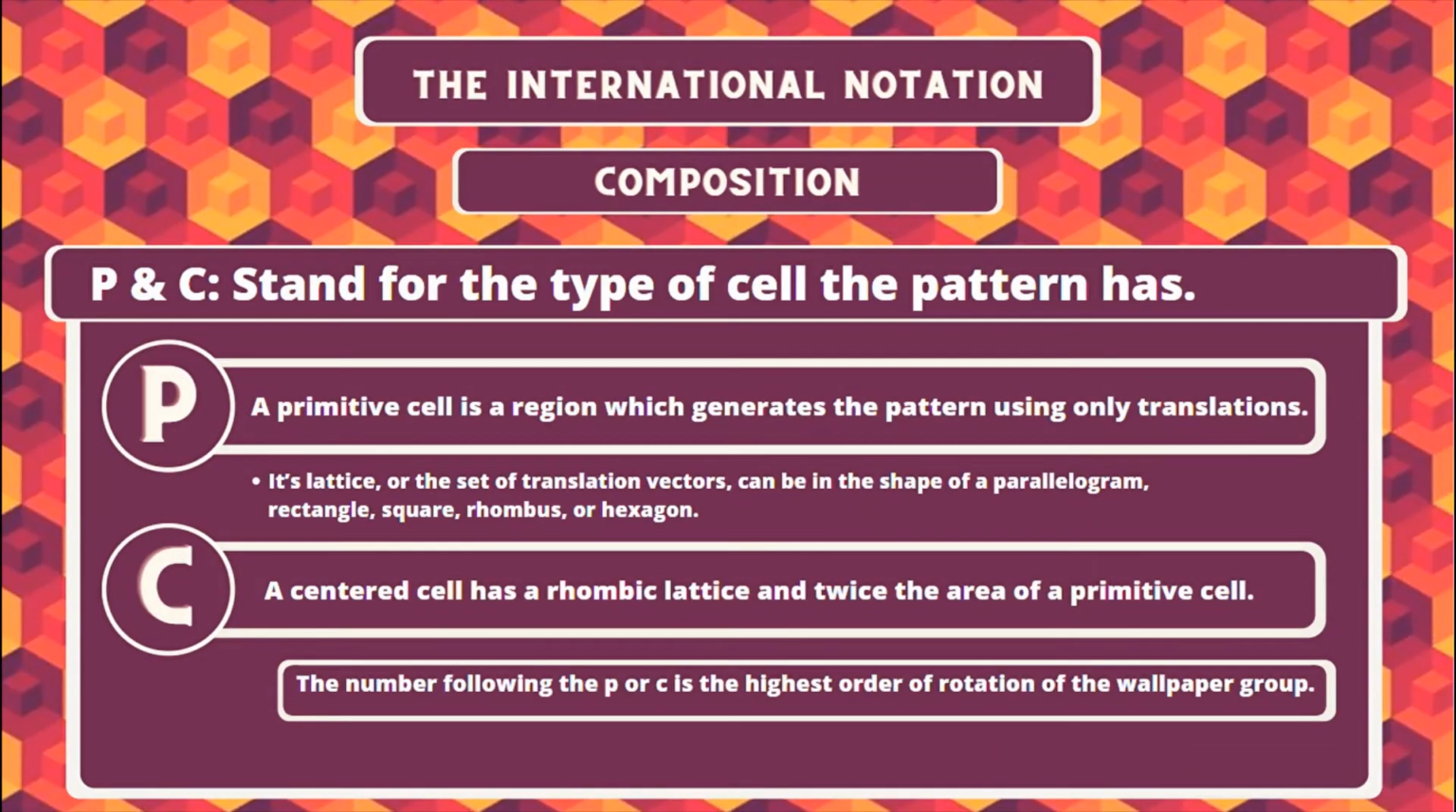Next, we have the composition of symbols. We have the letters P and C, which stand for the type of cell the pattern has. We use the letter P for a primitive cell in a region, using only translations. Now we have the letter C as a centered cell for a rhombic lattice that is twice the area of the primitive cell. Next, after the letters P and C, we have a number following it, which is the highest order of rotation for the wallpaper group.